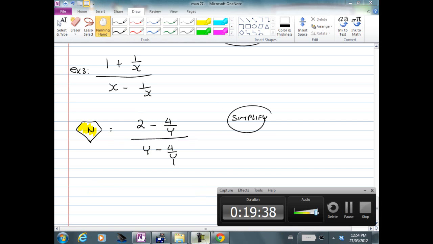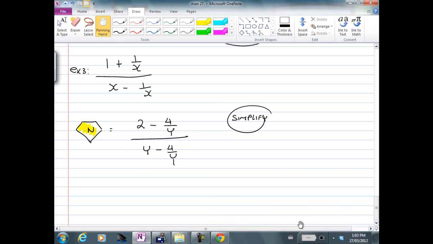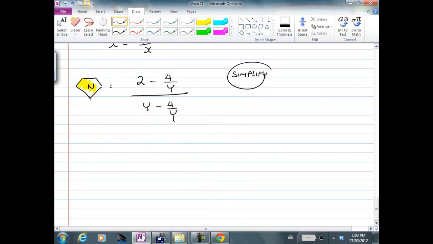I'm going to pause it. If you're stuck on this, the key was to simplify the top, simplify the bottom. I'm going to work with the top part only, and you're going to see how the top is done. I look at the top, 2 minus 4 over y. This is the top part. I'm going to use an LCD on top. LCD is just y. This becomes 2y minus 4 over y. That's it.